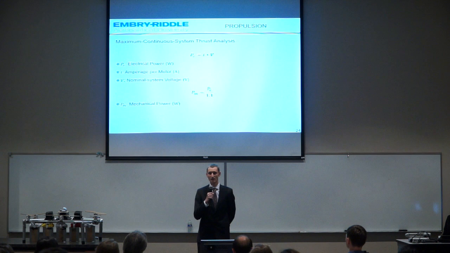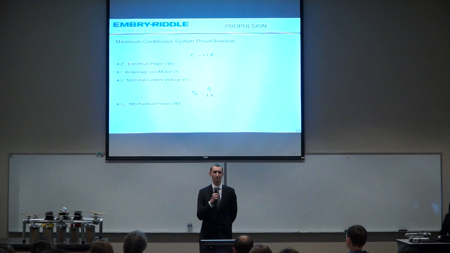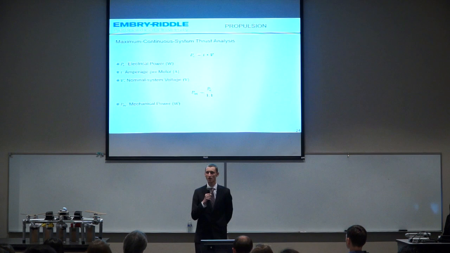Now, the current that we used was 65 amps, since that is the maximum continuous amperage that our motors can run at. We then converted this electrical power into mechanical power by dividing by a factor of safety of 1.1, as shown in the equation towards the bottom of the slide, where P sub M is the mechanical power.